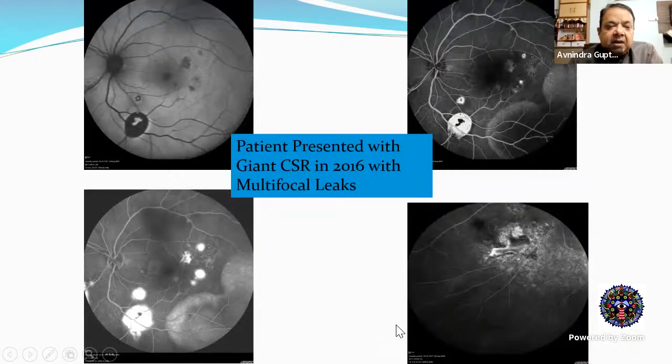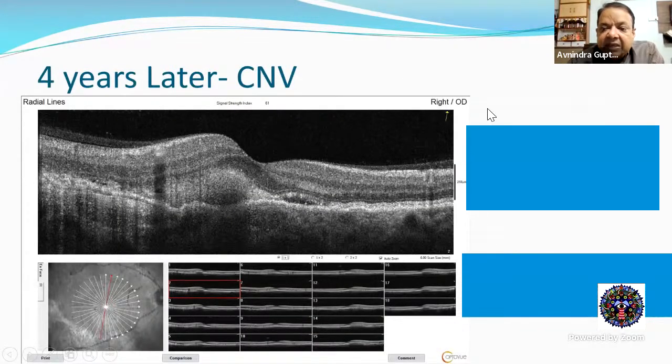This is another interesting patient who came in 2016 with an inferior retinal detachment. Once we did a fluorescein angiography, we found there were multiple leaks, and there was an exudative kind of lesion in the inferonasal quadrant. With this, we made a diagnosis of multifocal CSR. We went ahead and did focal laser to all these lesions, and the patient was quiet for 4 years down the line.